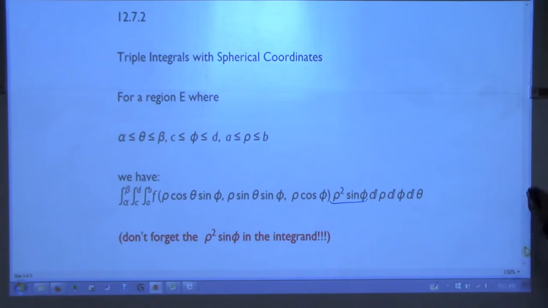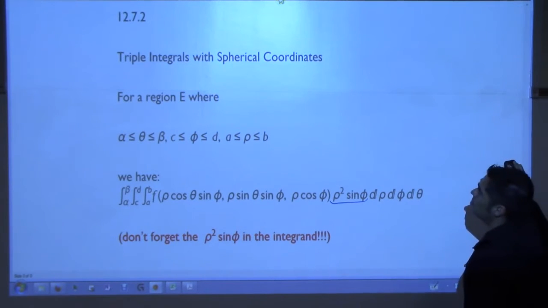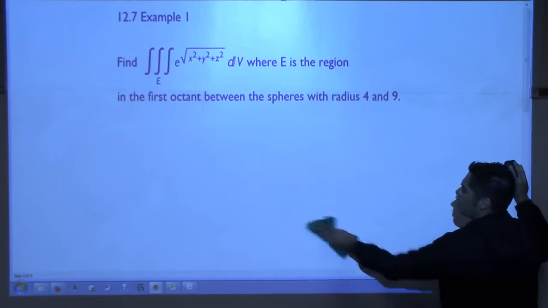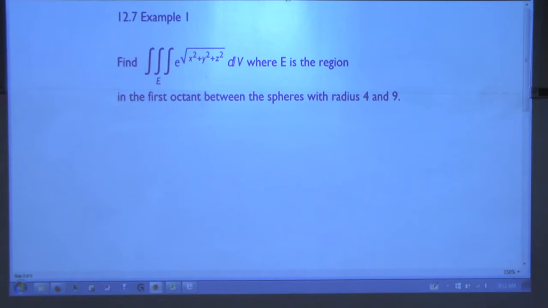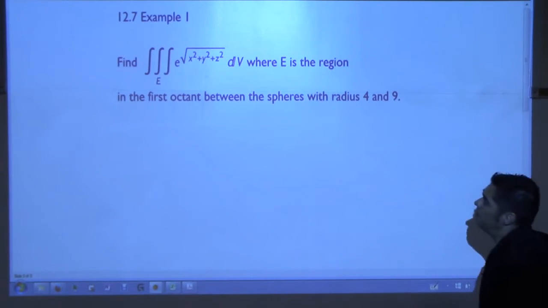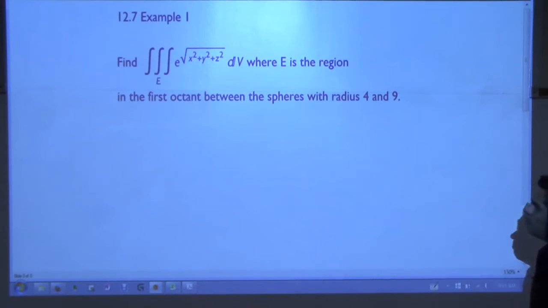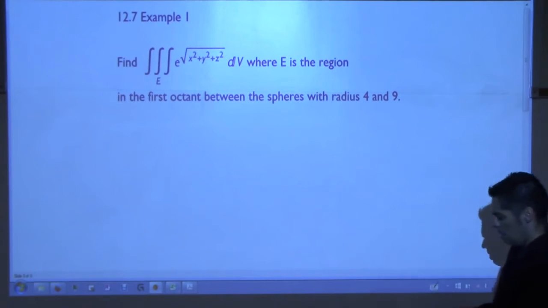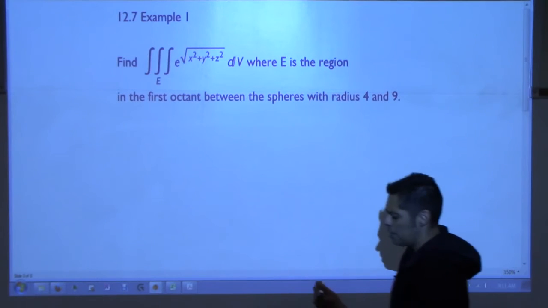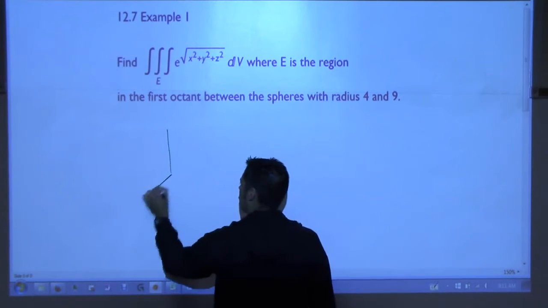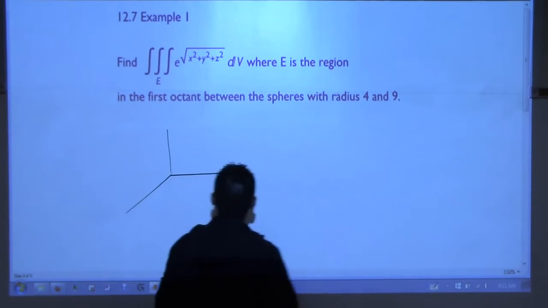All right, so I think it's time for us to do an example. So let's do the triple integral of e to the square root of x squared plus y squared plus z squared with respect to volume, where E is the region in the first octant between the spheres of radius 4 and 9. So what I have here is I'm looking in the first octant. Only in the first octant.